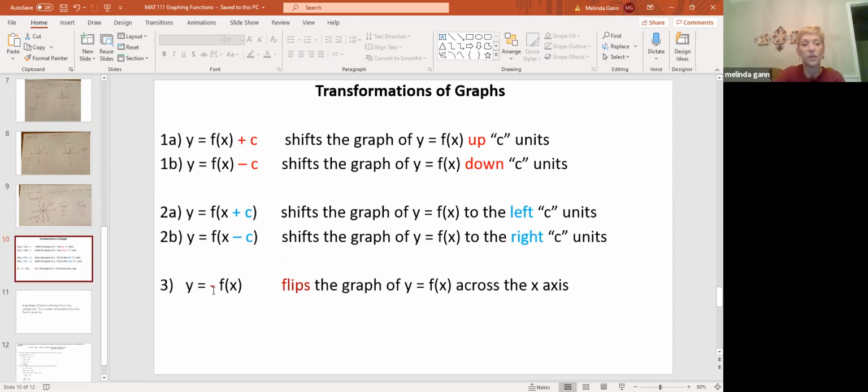And then I told you, if you've got your regular graph, but you got a negative in the very front of it, it's going to flip it across that x-axis.